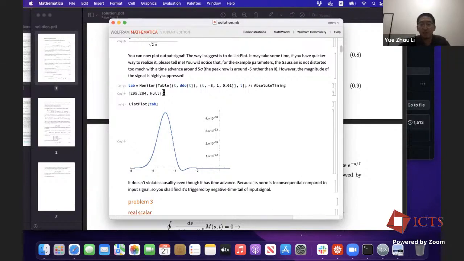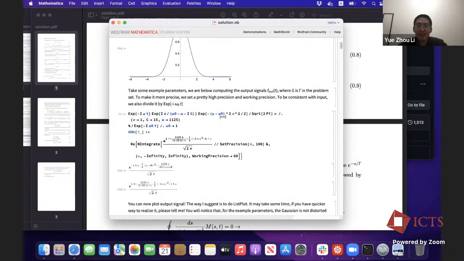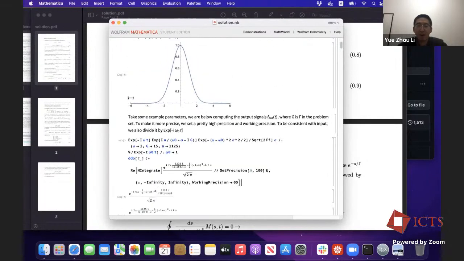It's still Gaussian, so it's actually not distorted too much, but the peak develops a time advance. You see this peak? It's around minus five, so it has a time advance of around five sigma. But you can also notice that the peak is actually around 10 to the minus 33. So it's really small. It's just as small as the tail here.